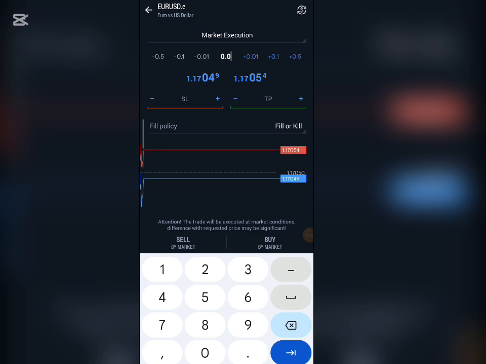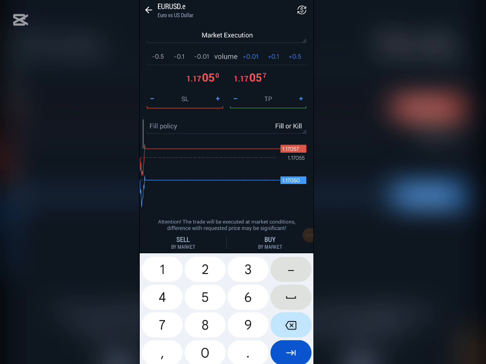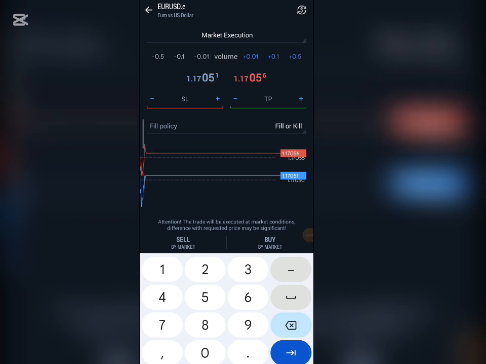What does all this mean? All these are simply what we call lot sizes. Lot sizes means the amount I'm willing to put, the amount I'm willing to risk, how big I want to win. Explaining all of these things will take time, but let me just say this. For beginners, it is ideal for you to use 0.01. Why? It means you are risking just a little to gain little.